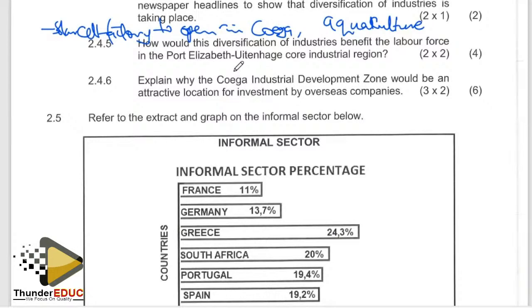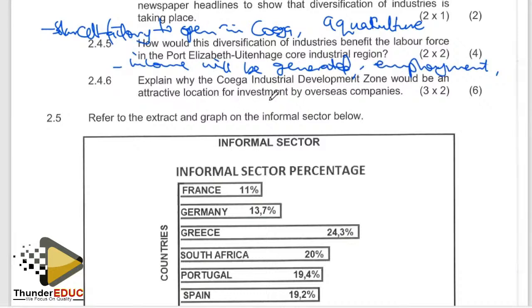Okay. How would this diversification benefit the labor force? It benefits the labor force because income will be generated. The labor force will benefit, income will be generated. Okay. Then, before even the generation of the income, the labor force will be employed in the industrial region. Employment of people in this industrial region will also take place.